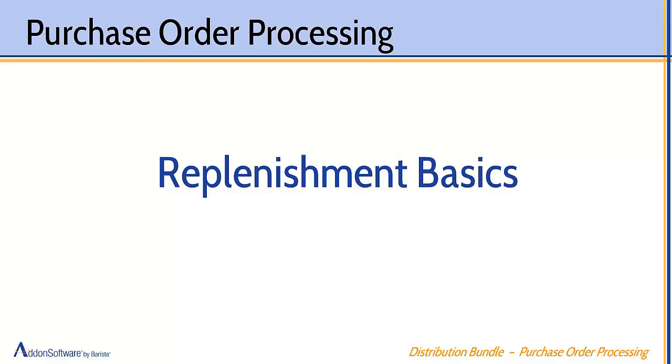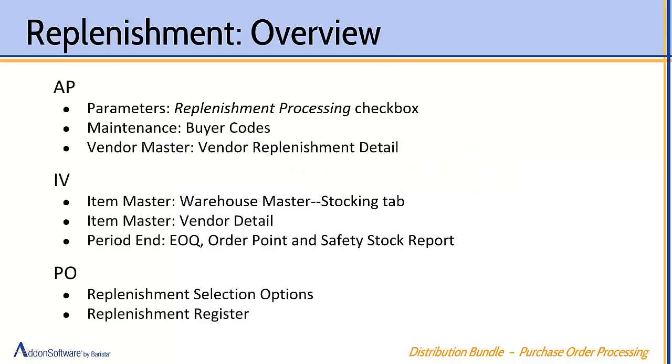And much of this can be found in the PO Appendix A replenishment help doc. So the information is out there for you to look at later, but I wanted you to have slides and live discussion as well. Replenishment interfaces with three modules. These three, in fact: AP, purchase orders, of course, and inventory.